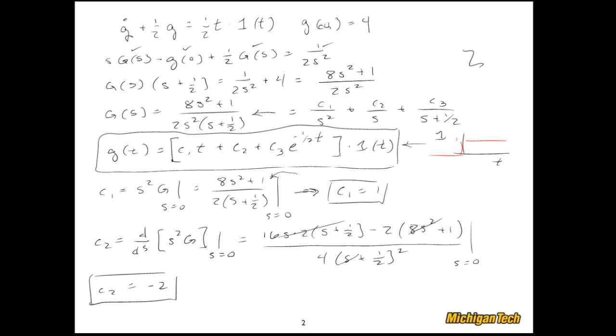Excellent. So let's move on to the last one, which is C3. C3 is equal to G. Let me rewrite that, otherwise it could get confusing. G of s times s plus a half, and then we'll let s equal negative a half.